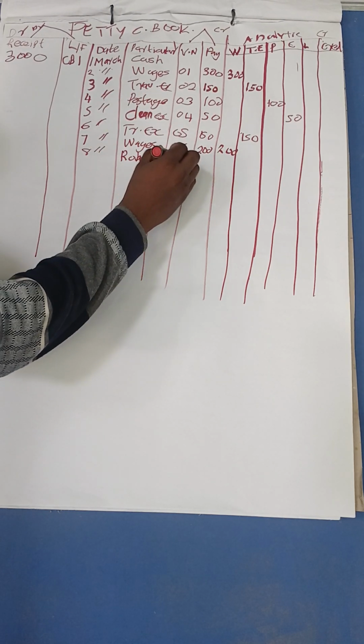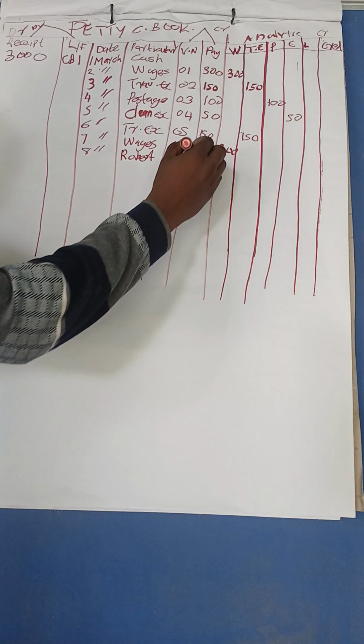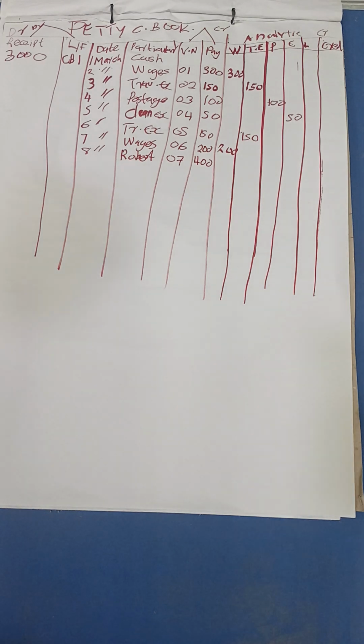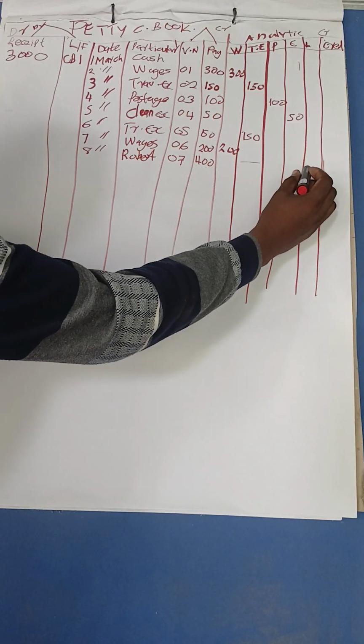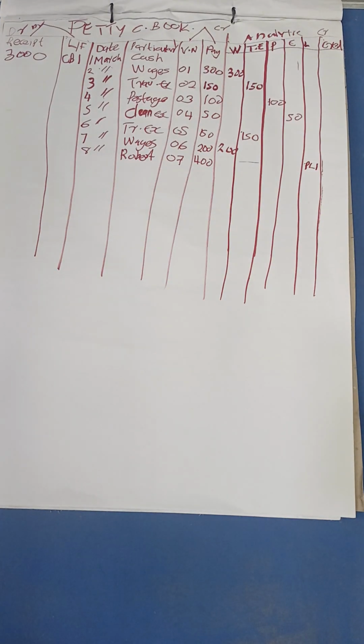Then voucher number 07. Amount was 400. That one you can see is settlement of Robert's account of 400 in the purchases ledger. So we'll come and write under ledger here. Now under ledger here, I will write purchases ledger 1. Maybe I will have another creditor, I will call it purchases ledger 2.